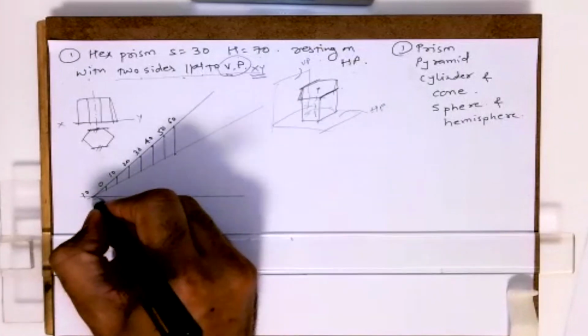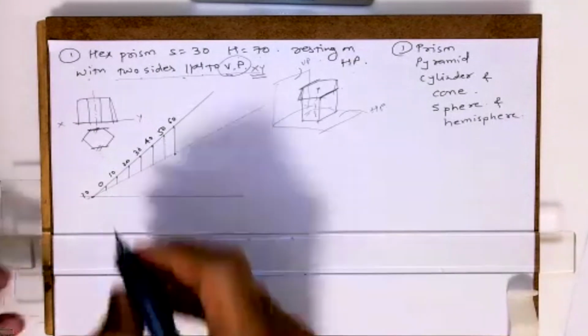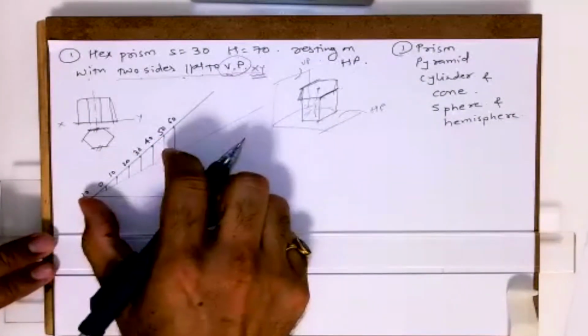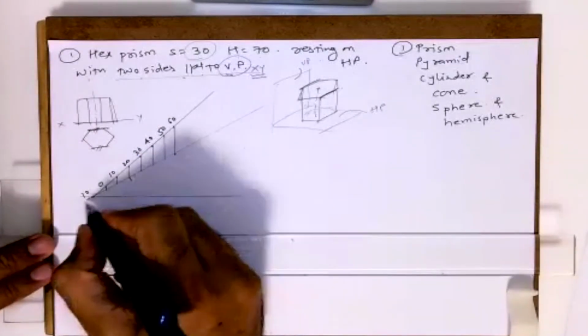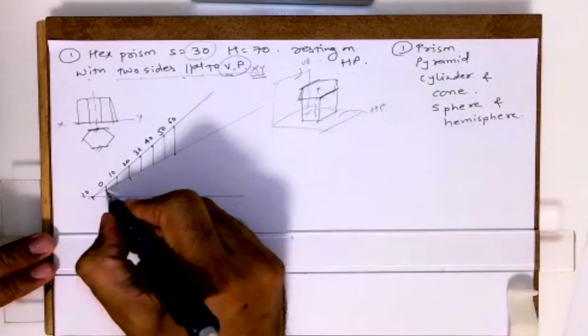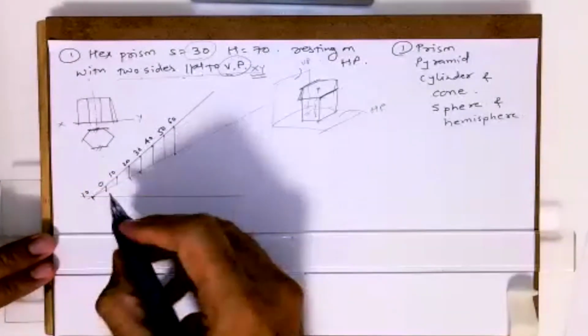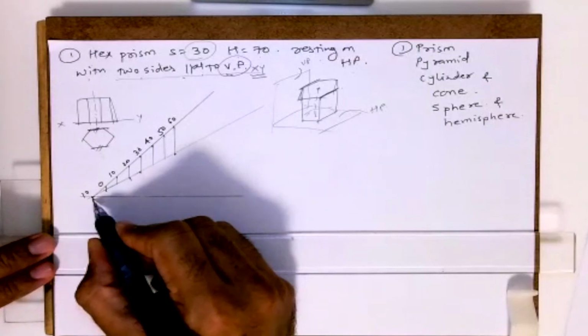Now I want 70. So I will take this 70. Understood? From here to here, I will take this 70. And now if I want 30, then I will take 20 plus 10. See, you can take 20 plus 10 also, or you can take 0 to 30, whatever you feel comfortable. Either you take 0 to 30 or you take 20 plus 10.